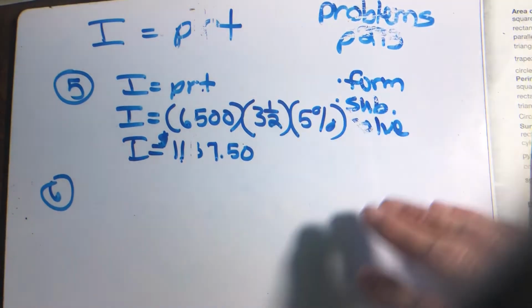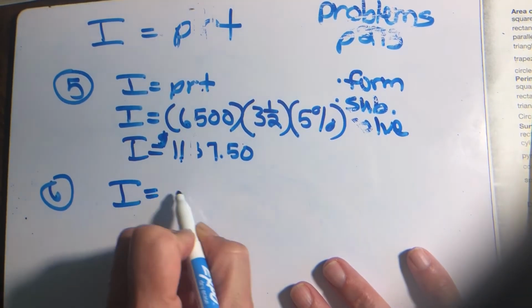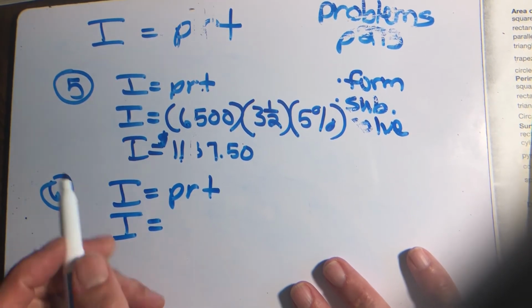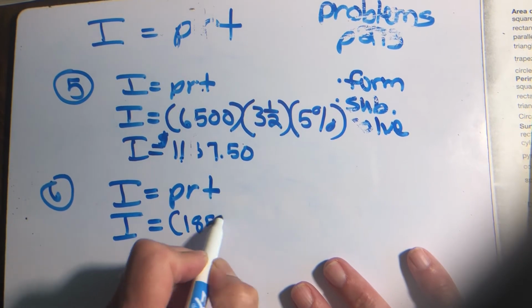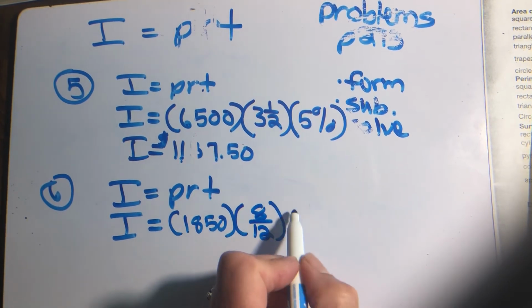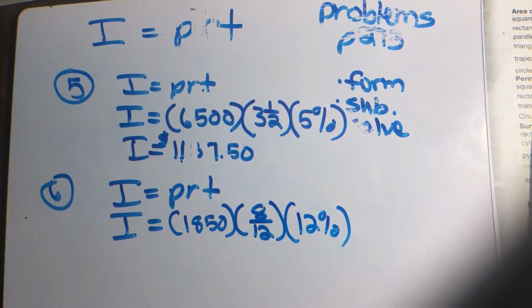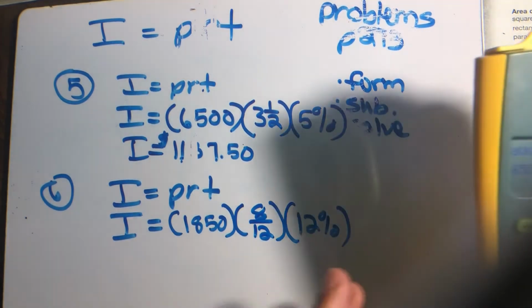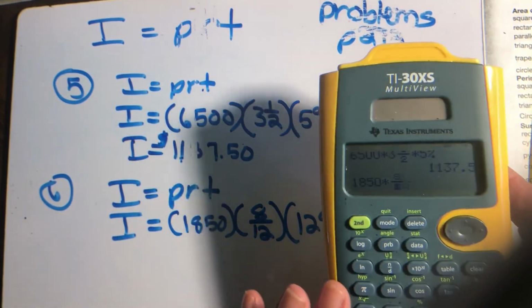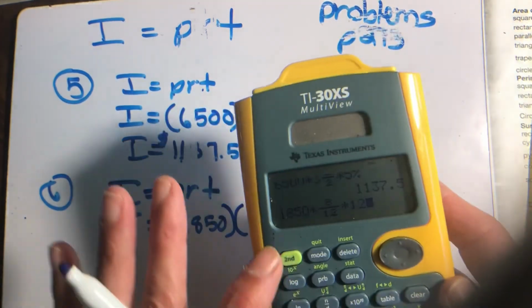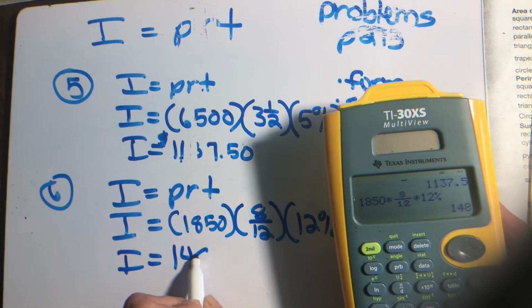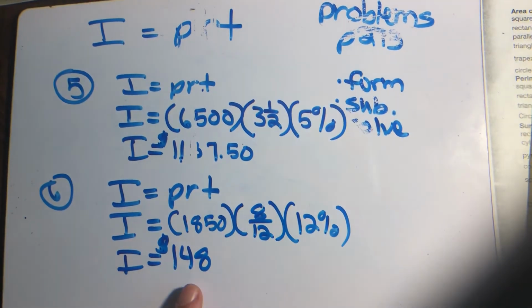So this is one of those we have to watch for. We write our formula, I equals PRT. We've got to find I, but then we've got to do something with it in a minute. He borrows $1,850. He borrows it for 8 months, which I'm putting over 12, and he has a 12% interest rate. Okay? So plug all that stuff in your calculator. 1,850 times 8 over 12 times 12 second open parentheses for the percent sign. Okay, now, so he has $148 that he has to pay in interest.